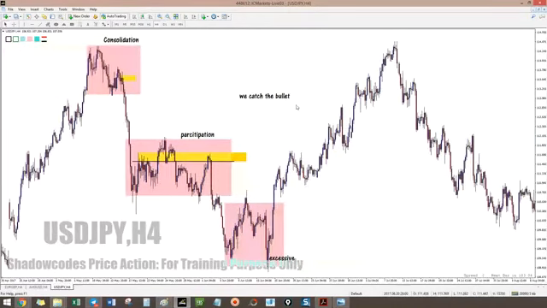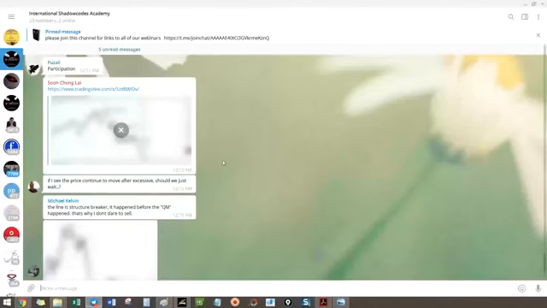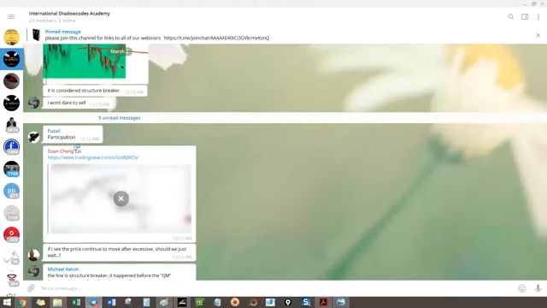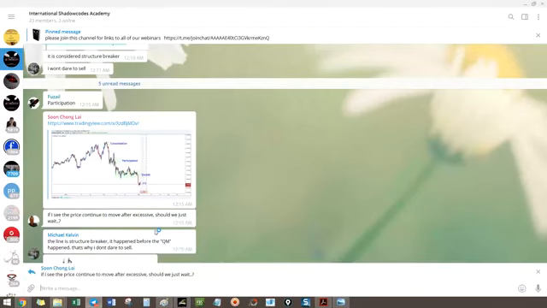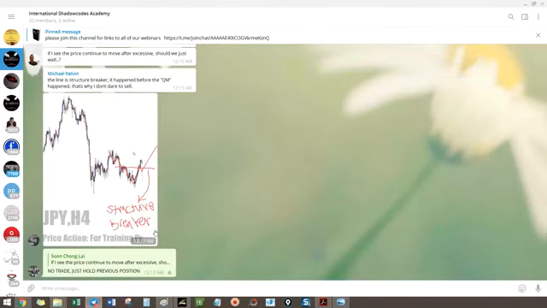Let's see. Participation. If I see the price continue to move after excessive, should we just wait? No trade. Just hold previous position. Oh, why am I writing in caps lock? Sorry. Just hold previous position. This is accidental caps lock.